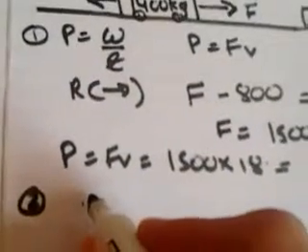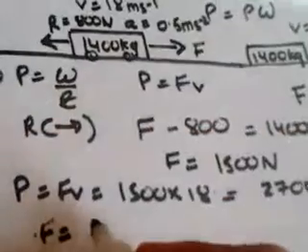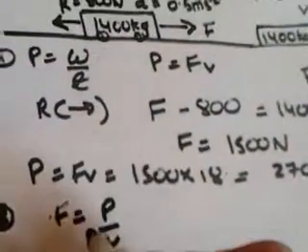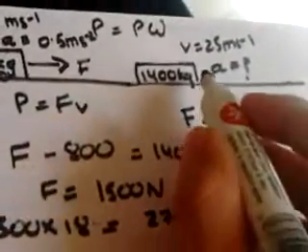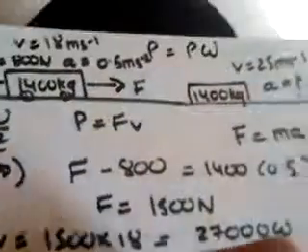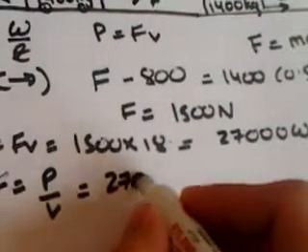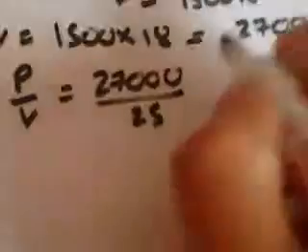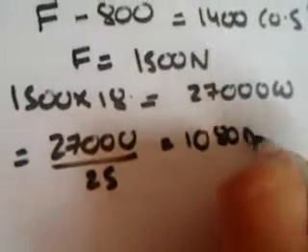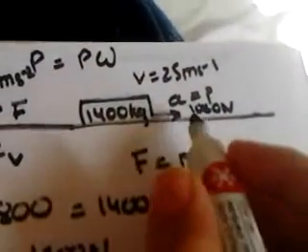So first of all, the force is going to be power divided by velocity. Remember that the force which we obtain from this is the force provided by the engine. That is to say, at this point, when the velocity is 25 meters per second, the force which we get from this equation is the driving force, and this is equal to 27,000 divided by 25, which is 1080 newtons. So this is the driving force, 1080 newtons.